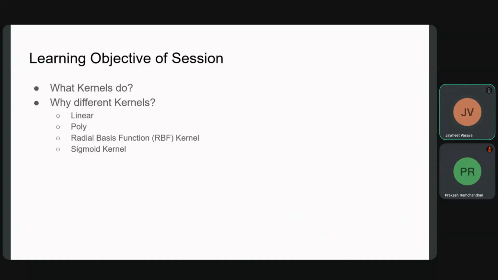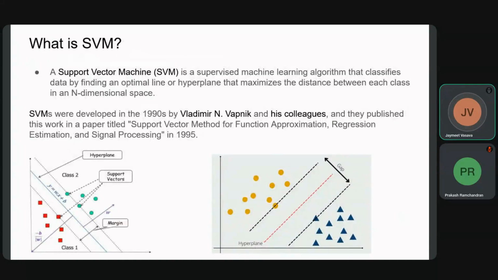First, a very short recap of support vector machines. They are a supervised machine learning algorithm that classifies data by finding an optimal line or a hyperplane that maximizes the distance between each class in an n-dimensional space. Support vector machines were developed by Vladimir Vapnik and his colleagues, and published in the paper titled Support Vector Method for Function Approximation, Regression Estimation, and Signal Processing in 1995.